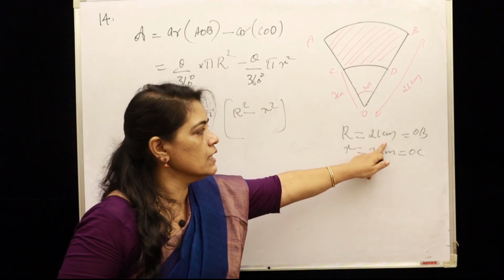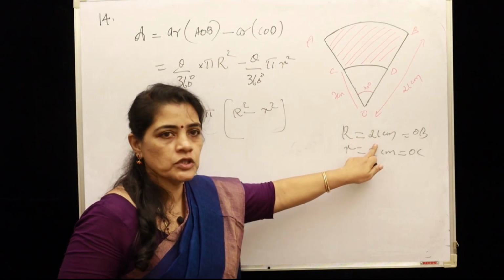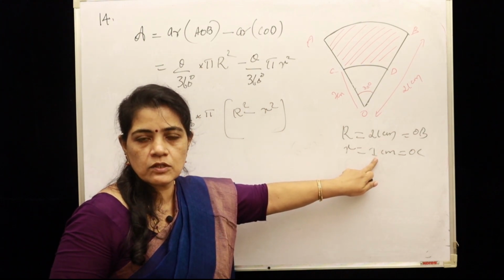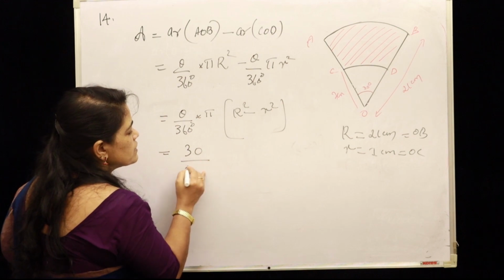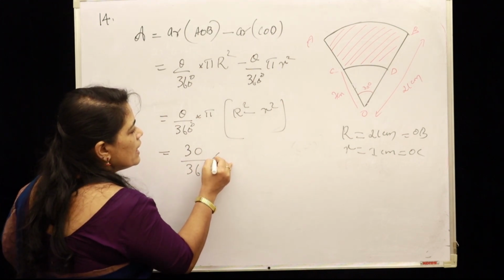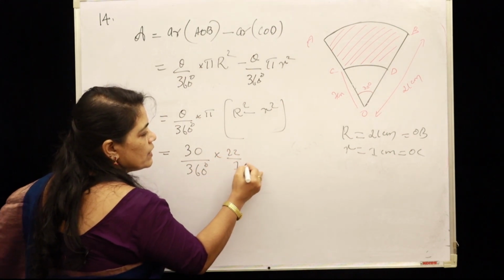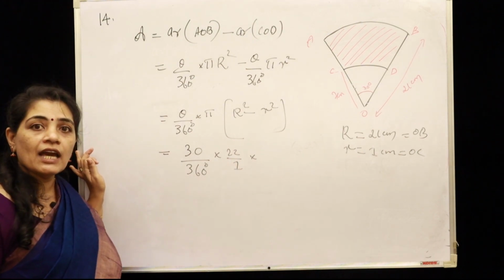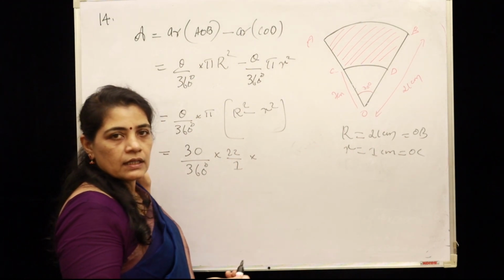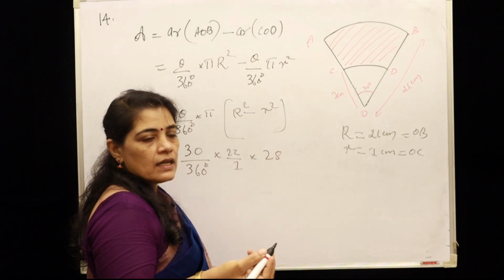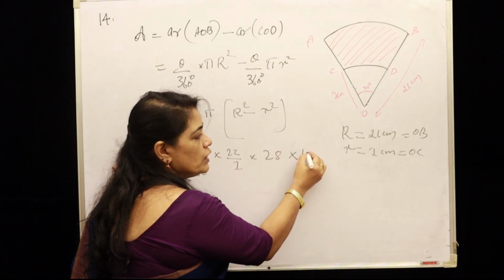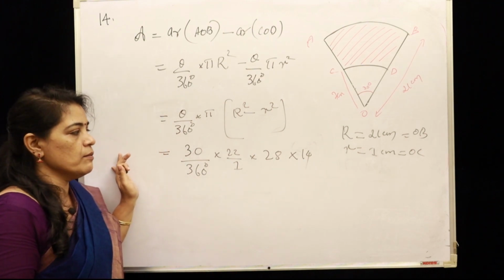Okay, so we have seen that capital R is 21, small r is 7. So a square minus b square, that is a plus b into a minus b. The theta value is given as 30 degrees over 360 degrees, and for pi, 22 by 7. We are going to substitute capital R plus small r, that is 21 plus 7, 28, and 21 minus 7, that is 14.